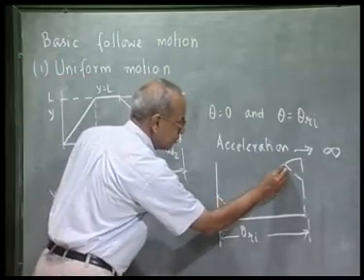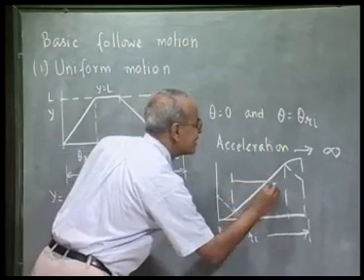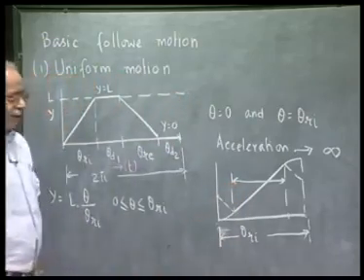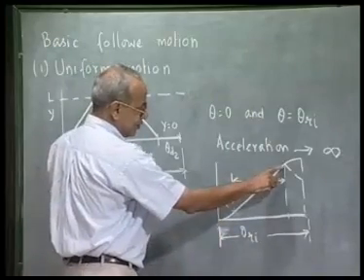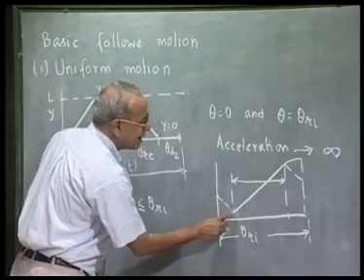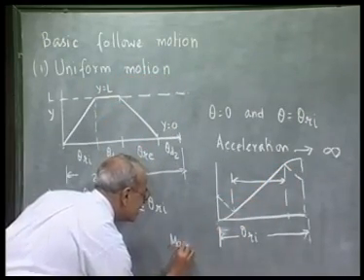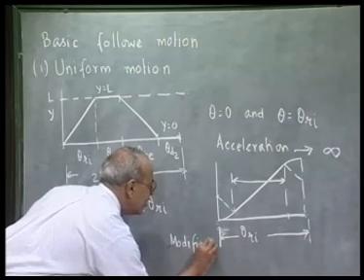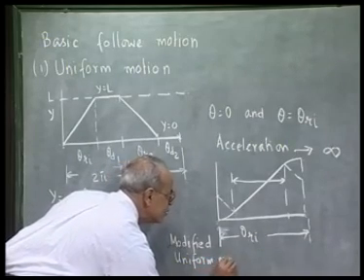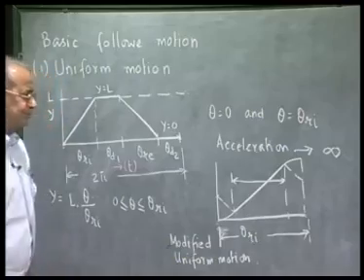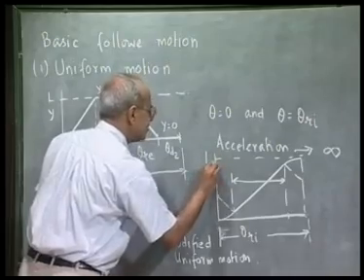So during this portion of the rise, that is most of the rise period, the velocity is uniform, but it is modified near the beginning and at the end. This is called modified uniform motion. This is the lift.